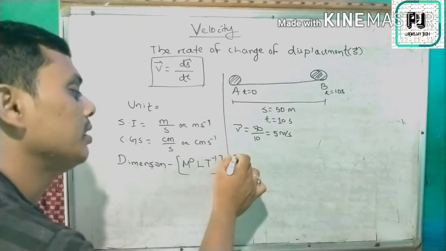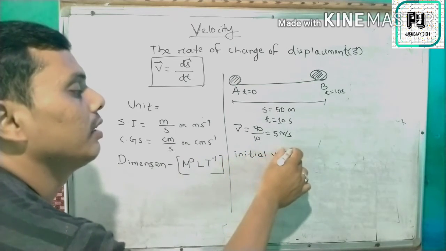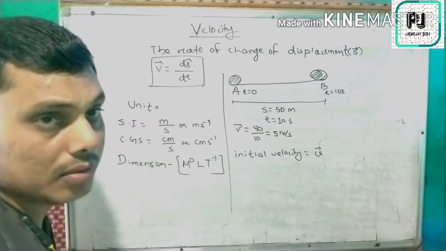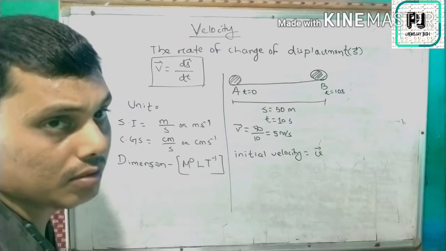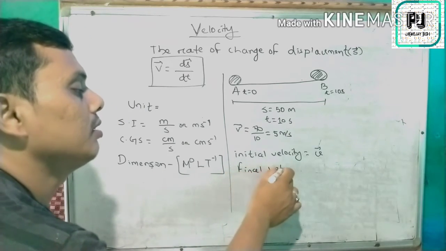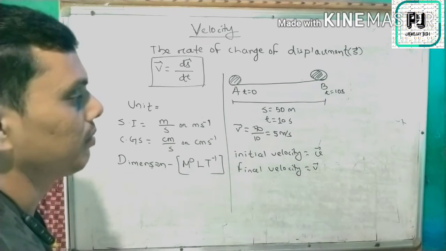When we talk about the initial velocity, we take the starting velocity, which is called u. The initial velocity may be 0 or may be some velocity also. And there is another velocity, which is your final velocity. This is the basics. This is the symbol v.